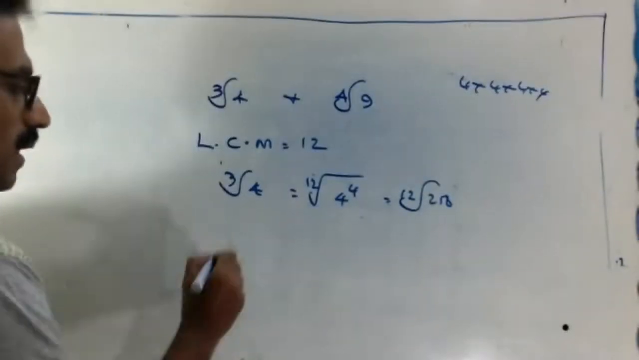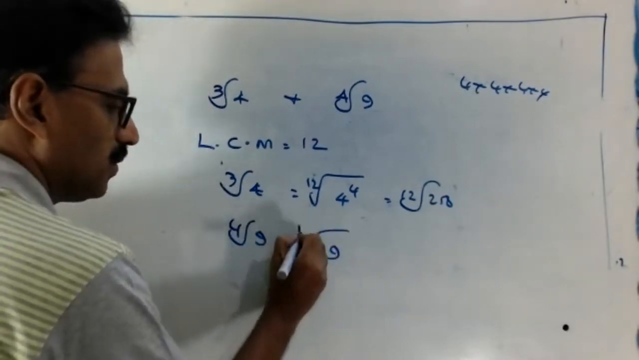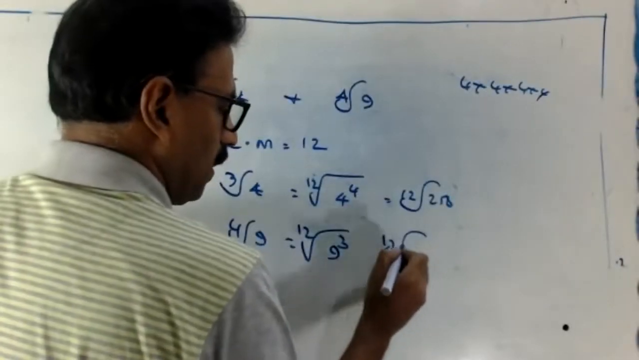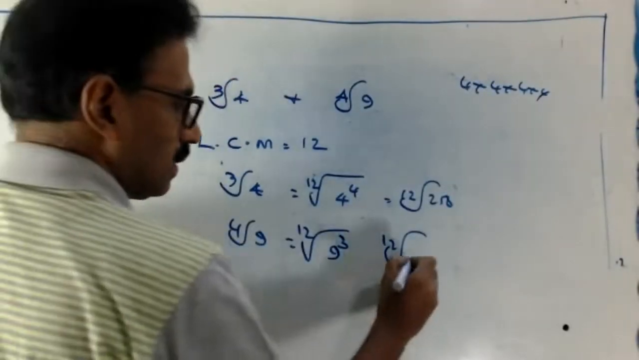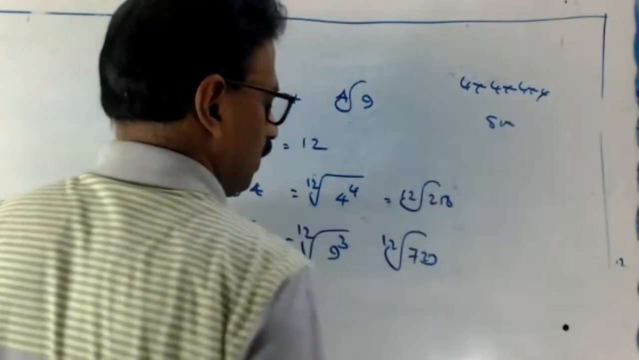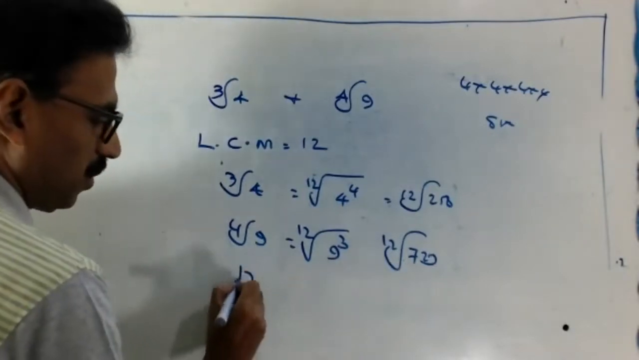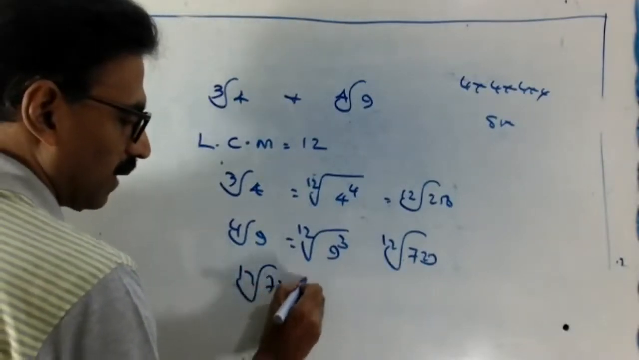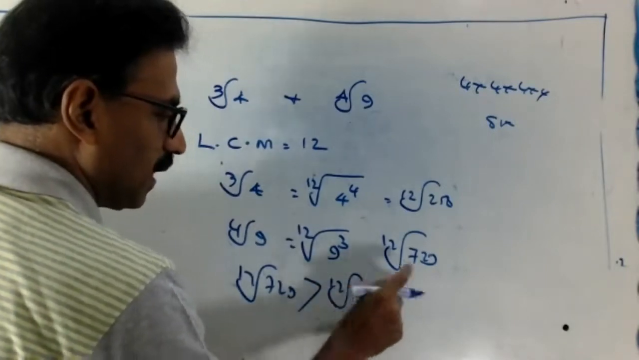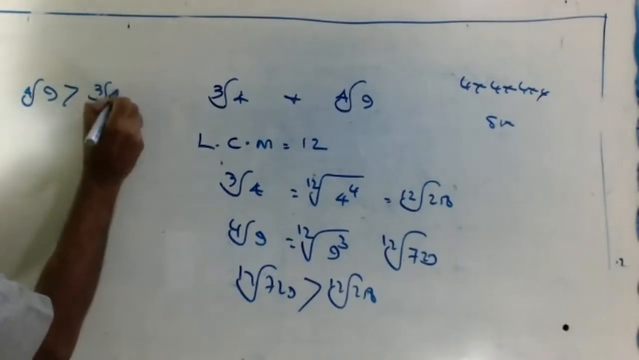Okay. Then 4th root of 9. We can write here 12, and 12 divided by 4 is 3. How much? 12th root of 9 into 9 into 9. How much? 729. Sure, no? 81 into 9. Okay, 729. Now which is greater? This one, 12th root of 729 is greater than 12th root of 256. Then the corresponding number, that means 4th root of 9 is greater than cube root of 4.